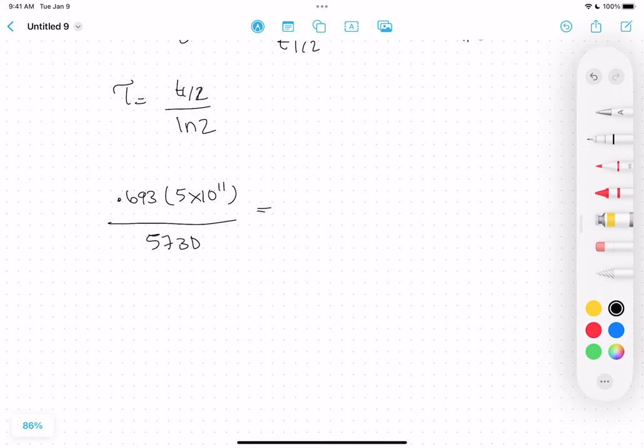Hold up. I made a mistake here, I think, because this should be in seconds, right? Because we're dealing with the activity, which should be in decays per second. So to make sure that that's the case, we have to convert from years to seconds.